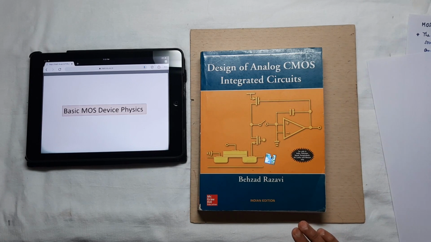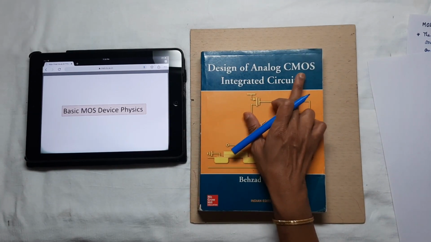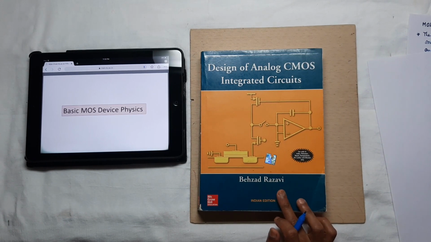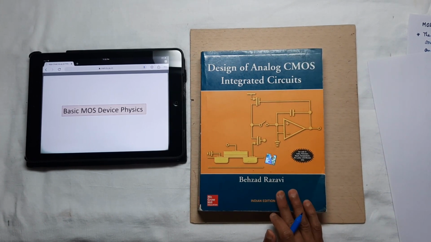So today we will start our second semester subject, Design of Analog and Mixed Mode VLSI Circuits. The books you have to refer to: the first book is Design of Analog CMOS Integrated Circuits by Behzad Razavi. Almost 4 modules are covered in this book, and the last module is covered in Jacob Baker, which is the second book of your syllabus.